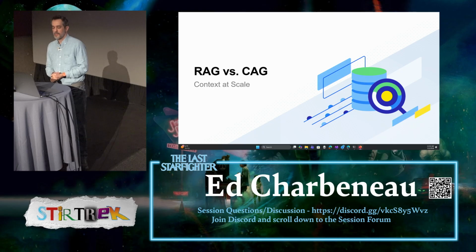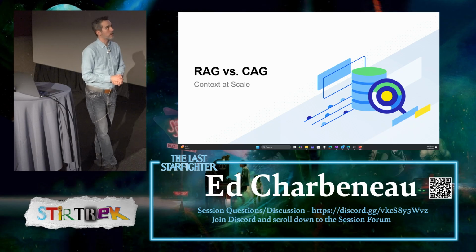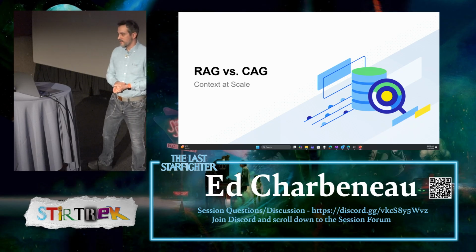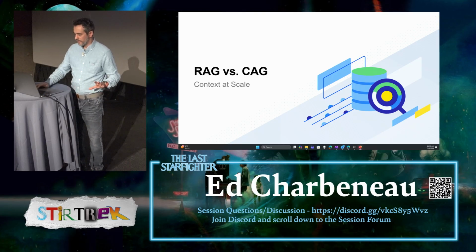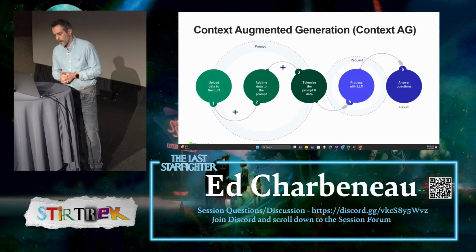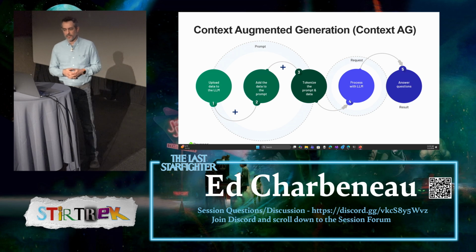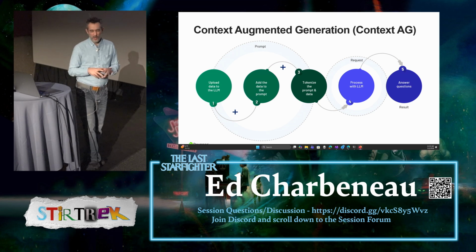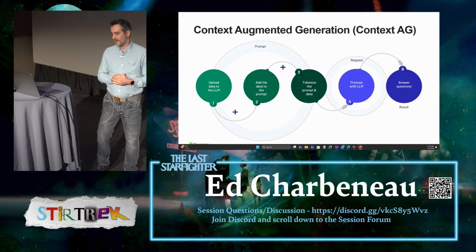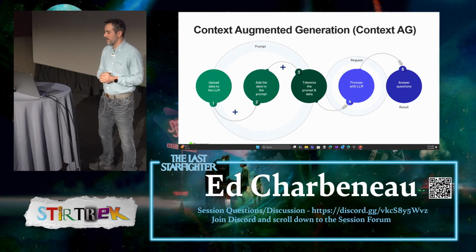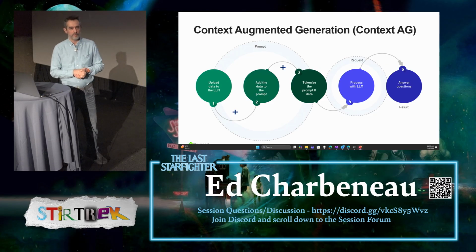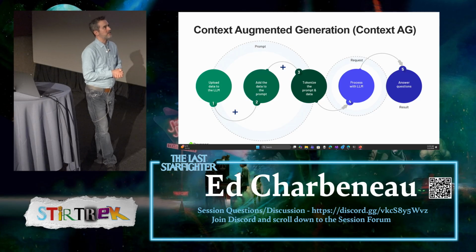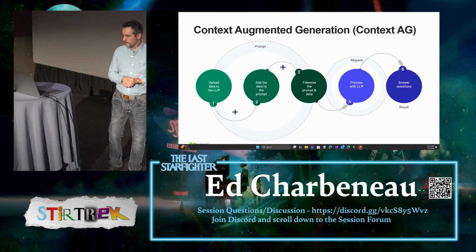So how does RAG technology work and what does it mean? Let's start digging into some of the details. I'm going to start with CAG, or context augmented generation. There are a couple of CAG acronyms here, so I'm going to start with context AG first. This is the lowest level of context augmented generation we can get.